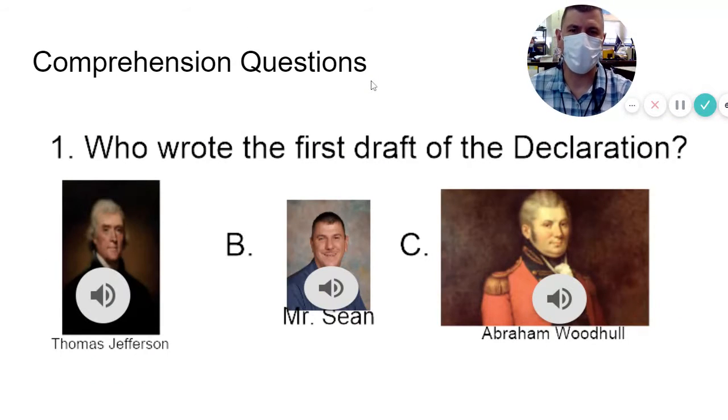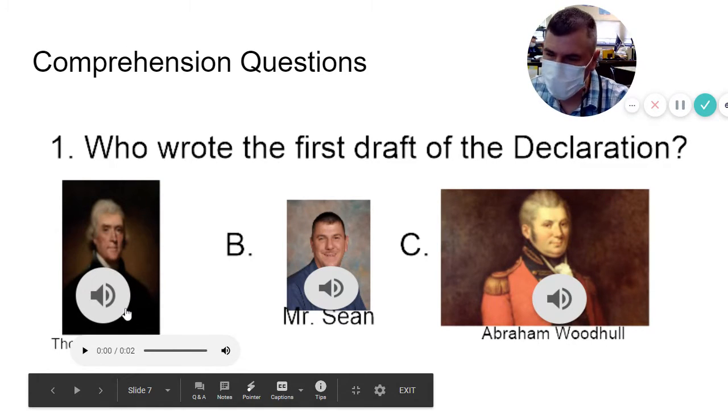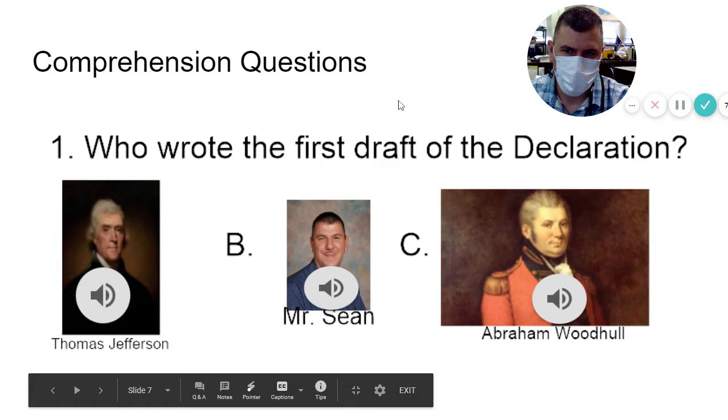All right, so our comprehension questions. Who wrote the first draft of the Declaration? Was it A. Thomas Jefferson, B. Mr. Shaw, or C. Abraham Woodhull? It is A. Thomas Jefferson. He was on the Committee of Five, and they chose him to write the first draft. Ding, ding, ding. We have a winner.